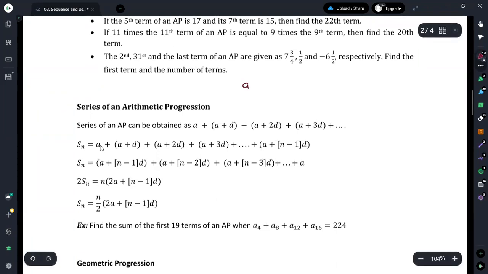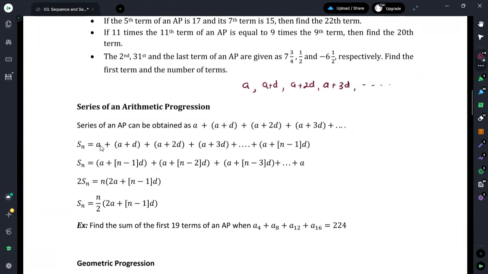If the first term is given as a, and the common difference is d, then we had the second term as a plus d. Then the succeeding terms are a plus 2d, a plus 3d. Likewise, we had the terms, and the nth term was obtained as a plus n minus 1 times d. Based on the terms of the arithmetic progression, or the sequence, we can obtain the series by taking the summation of these terms.